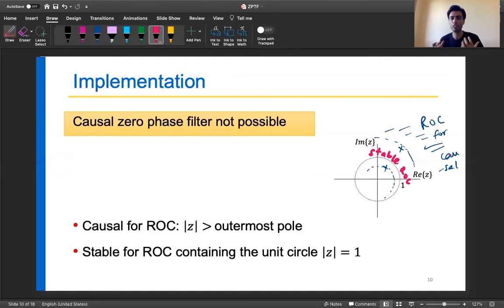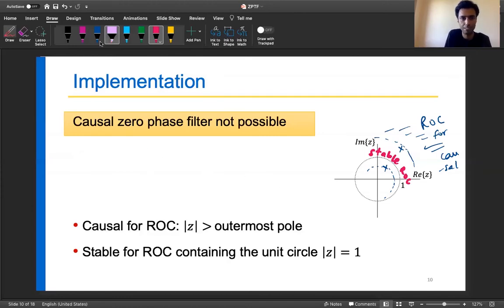Generally, in filters, we need stability, right? So a stable implementation is not possible, means we cannot have a filter. To make it stable, we have to give away the causality property. But if we give away the causality property, we cannot have an online application, a real-time application, right?